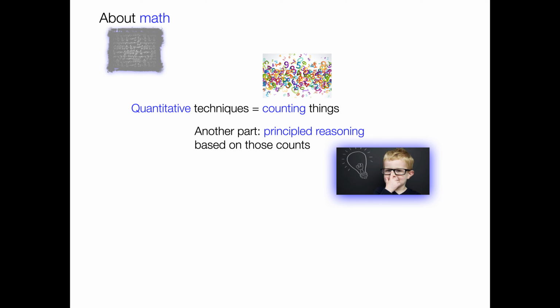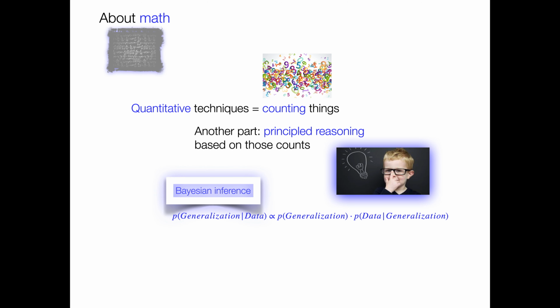So to be more specific, an example of this is something called Bayesian inference, which allows you to infer a particular thing on the basis of counts, and it uses something called Bayesian probability to do that. But principled reasoning basically means implemented in math, right? So that's what makes it principled, is you can implement it in math.